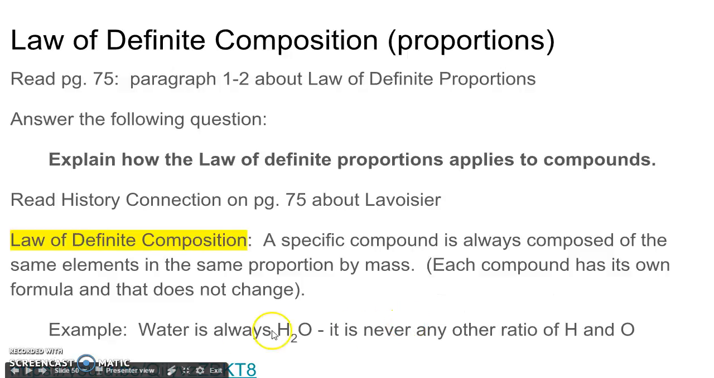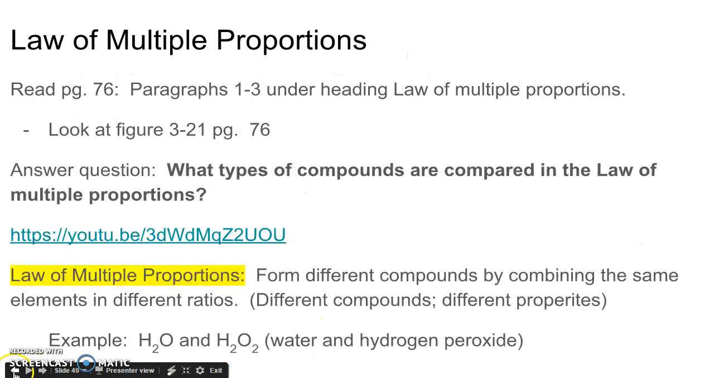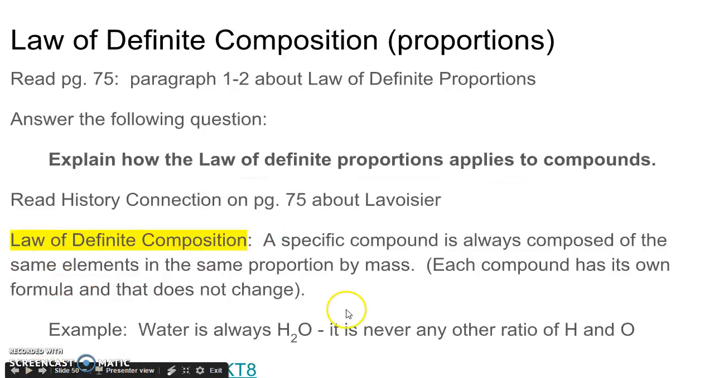What this is simply saying is that water is always H2O. So when I write hydrogen and oxygen in different proportions, like on the previous slide, water and hydrogen peroxide, this is always water. Water is never anything else. This is always hydrogen peroxide. It's never anything else. So each compound has its own formula, and that does not change. So water is always H2O. It's never any other ratio of H and O.